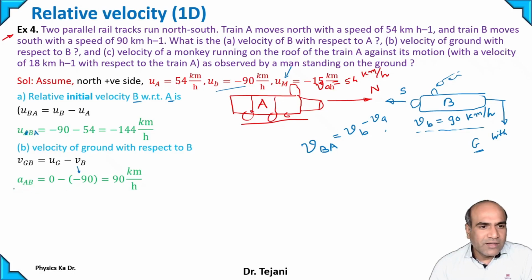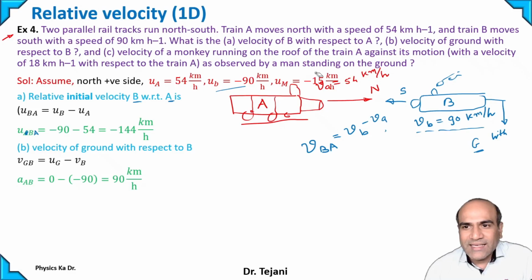So here again it should be GB, and therefore it is not A, it is V. VGB is equal to 90 km per hour. That is our answer.